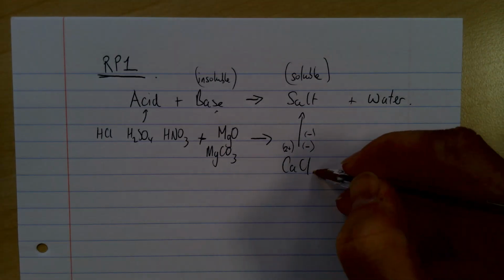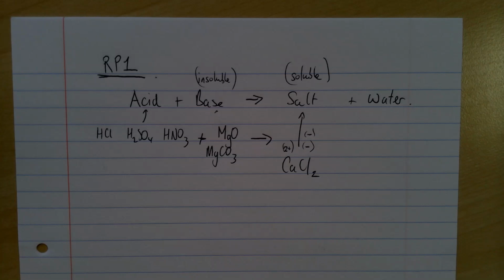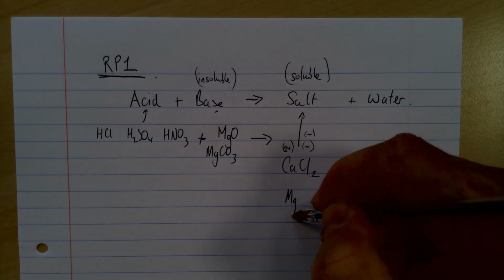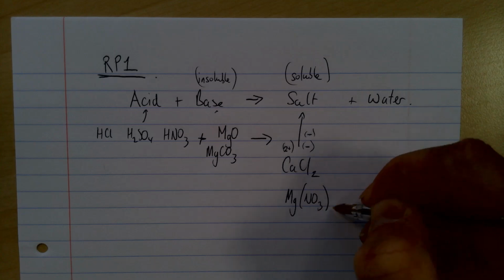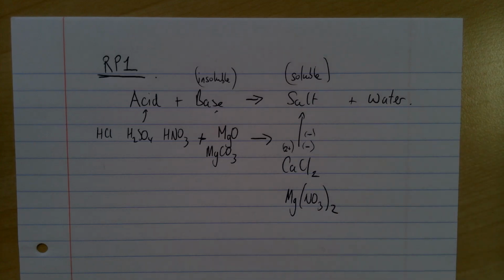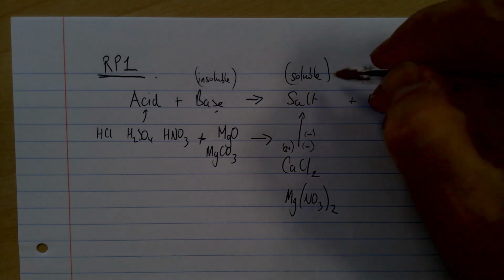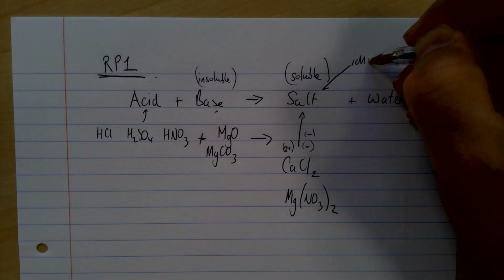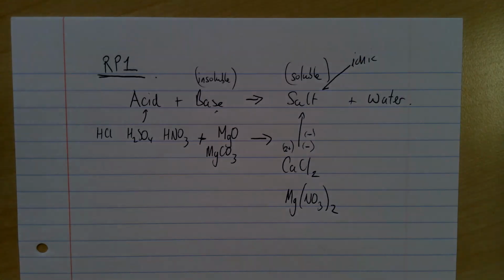So you need 2 chlorides if it's calcium chloride, or you'll need magnesium nitrate. You know nitrate is 1 minus hopefully, so you'll need 2 nitrates and 1 magnesium. If you're not sure how to do that, look up over the weekend how to work out the formula of ionic compounds. These are always ionic compounds, by the way, and so you can think about that, and it might be that you do electrolysis of the products, who knows.